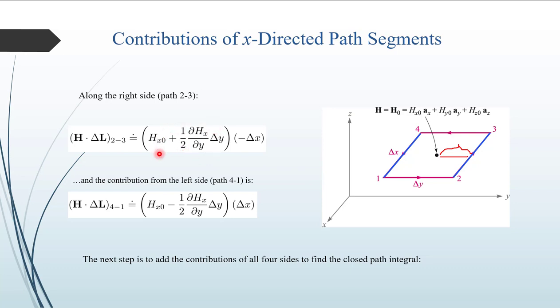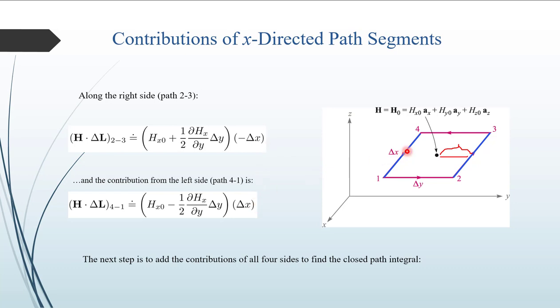So that is h component, and we have to take the dot product of this h component with delta L, that is length. What is delta L equation for this path? Delta L is equal to delta x into ax cap, but it is minus, so it is minus delta x ax cap. So that's why the minus sign is coming here. Now that ax component and this ax component will cancel each other, so it will be equal to 1. So this total h dot delta L is equal to hx naught plus 1 half dou hx by dou y into delta y into minus of delta x.